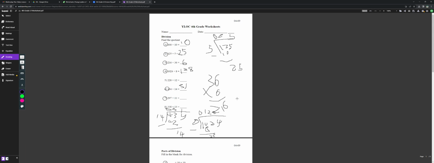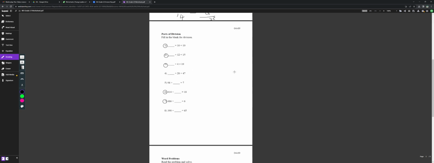For number 7, we have 297 divided by 11. So writing that out. How many times does 11 go into 2? 0. 29. 2 times. So minus 22. We have 77. We have 7. And then move the 7 over here. And how many times does 11 go into 77? 7 times. And that's your answer, 27.